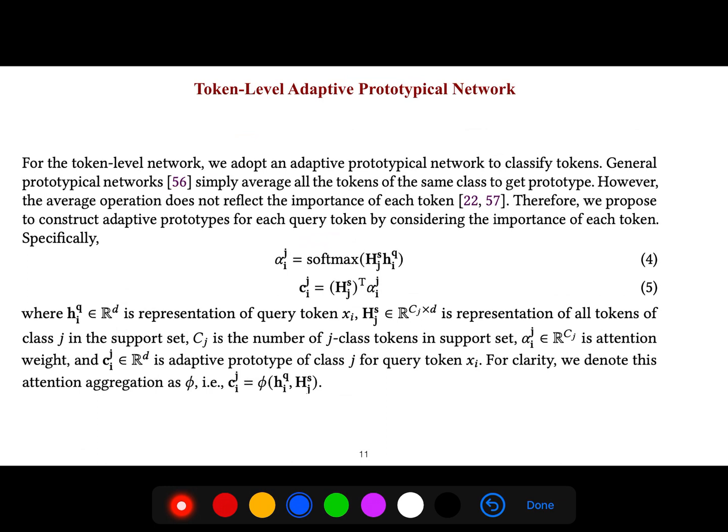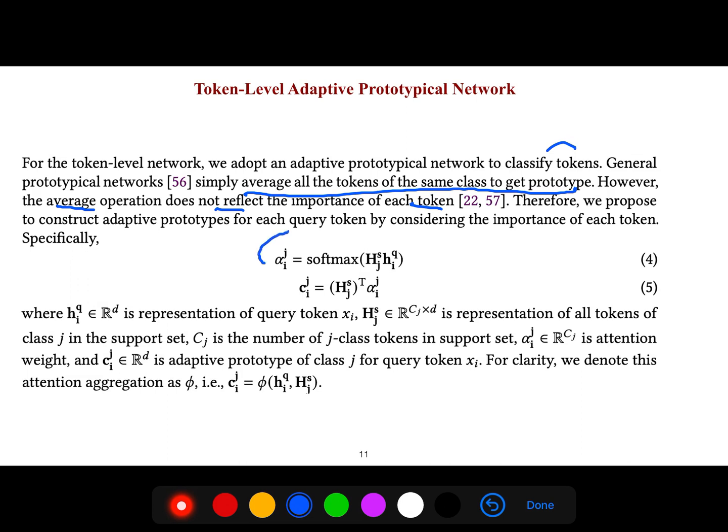And here you see the idea of token level adaptive prototypical network. So we adopt an adaptive prototype to classify tokens. General proto networks simply average all tokens of the same class. But you know that average does not reflect the importance of each token. Therefore, we consider the importance of each token.